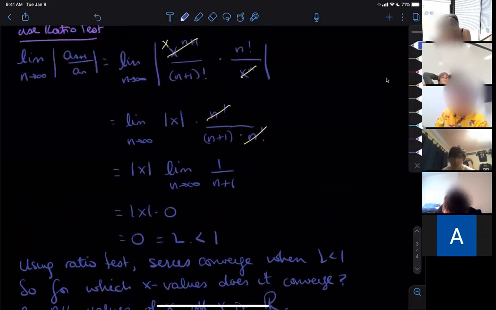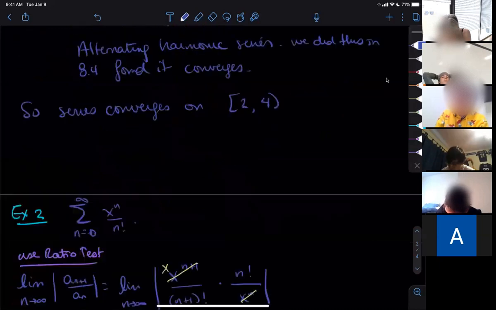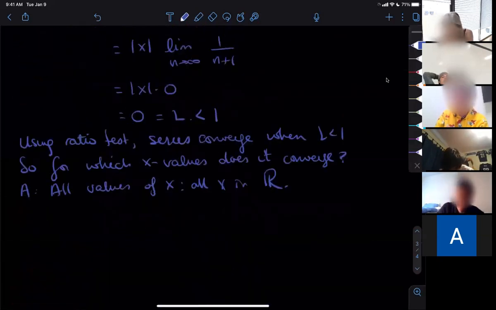Okay, so that happens sometimes. Sometimes you get this interval. Sometimes it converges everywhere. Look at one more thing that can happen.